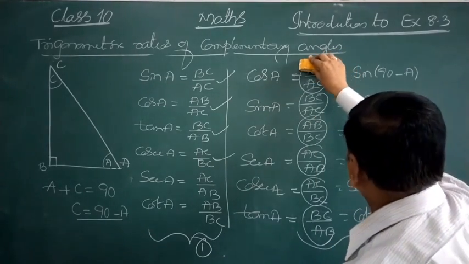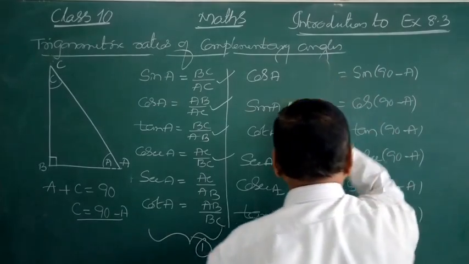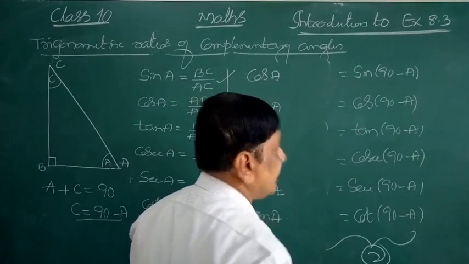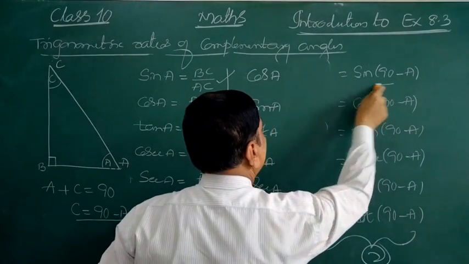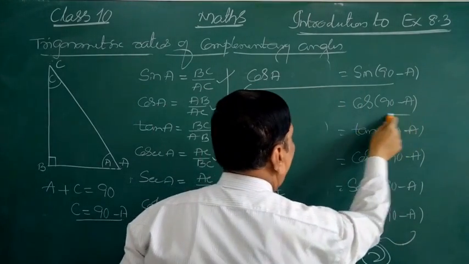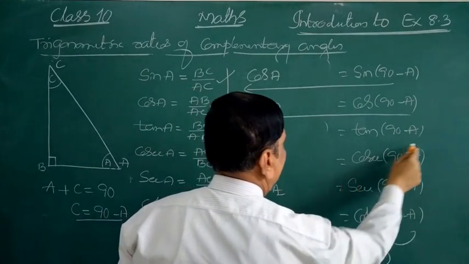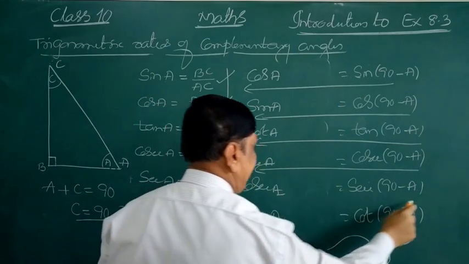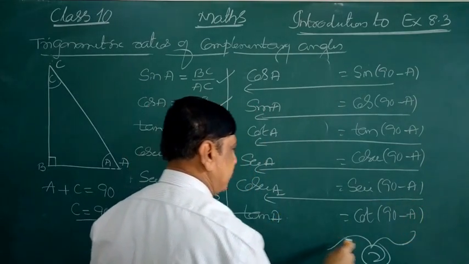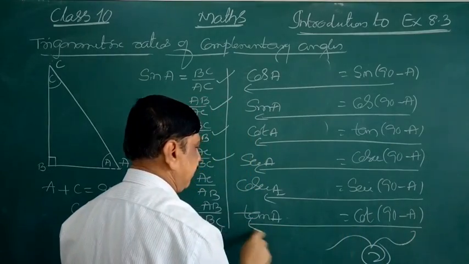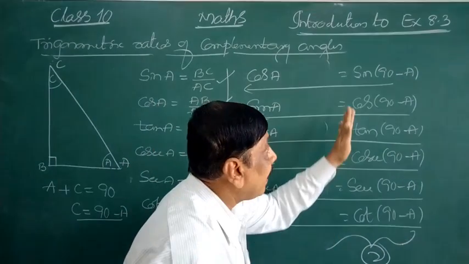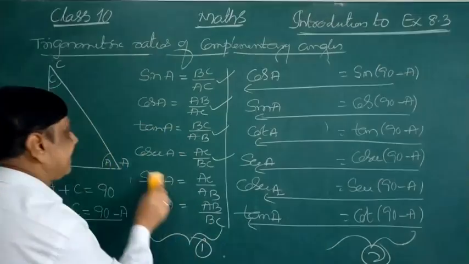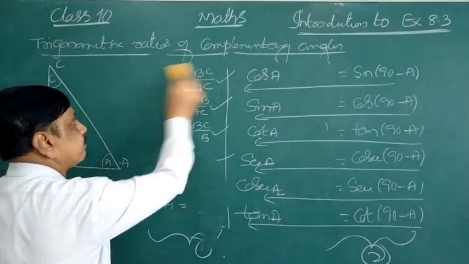And I am going to erase all these. So it means that sine of 90 minus A equals cos A, cos of 90 minus A equals sin A, tan of 90 minus A equals cot A, cosecant of 90 minus A equals secant A, secant of 90 minus A equals cosecant A, and cot of 90 minus A equals tan A. So here you have to learn all these results by heart. So let us take an example, then you can understand very easily.